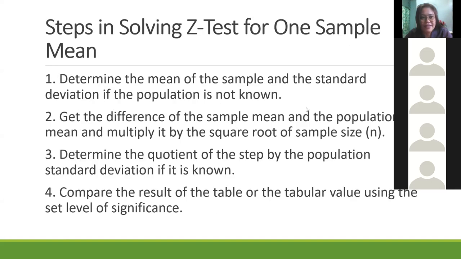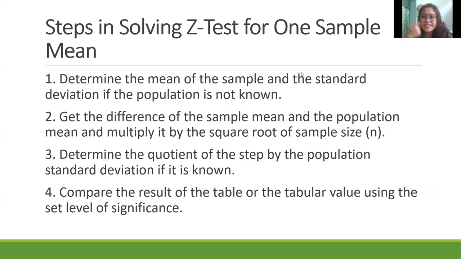Okay? So, these are the steps in solving the z-test for one sample mean. Isa lang ka sample, ha? So, determine the mean of the sample. Then the standard deviation, the standard deviation of the population if known. So, kung, for example, you don't know the standard deviation of the population, then you also get the standard deviation of the sample. Next, to compute for the z-test, get the difference between the sample mean and the population mean, and then again, multiply it sa square root ni sample size. And then, you have to divide it sa standard deviation.